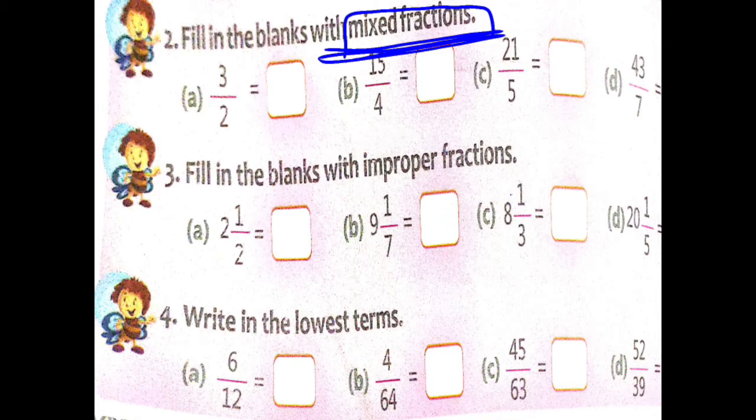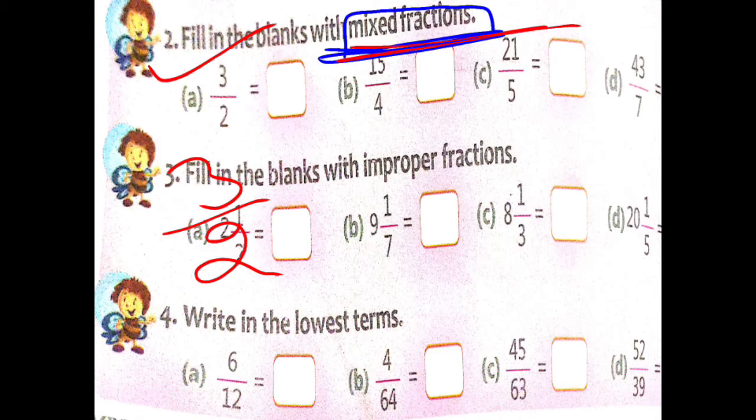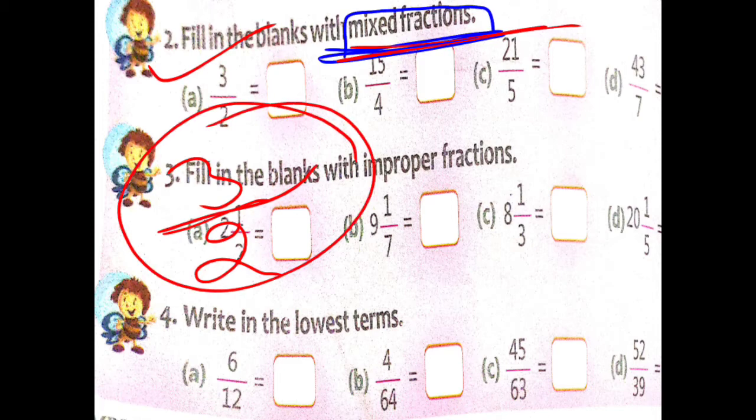Okay, so first question is given 3 upon 2. How can you convert this 3 upon 2 into a mixed fraction? To convert it into a mixed fraction, what will you do? In mathematics, one thing I told you: when you have a number given like this, this symbol means division.